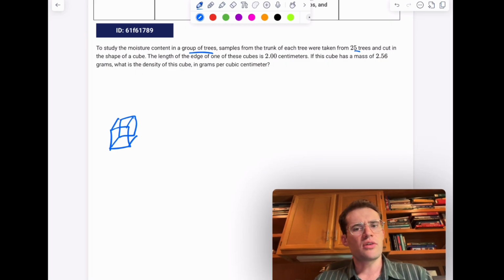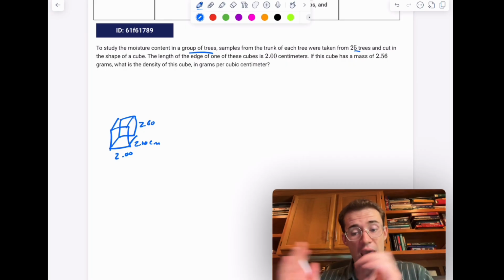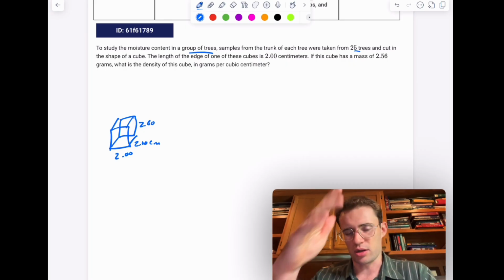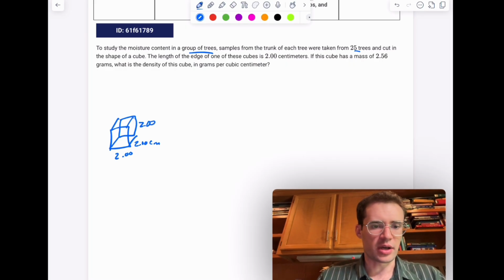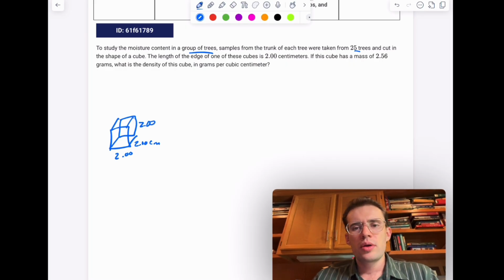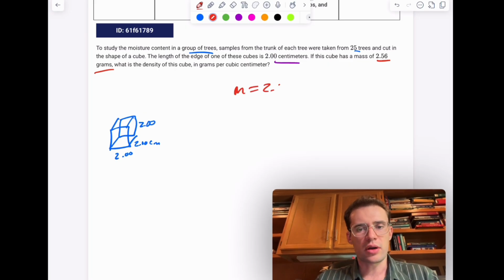The length of the edge of one of these cubes is 2.00 centimeters. So if it's cubed, then the length, width, and height are all the same. They're all 2.00 centimeters. I'm just going to write centimeters on one of them so I keep track of that. Could just write that as 2, but you know, whatever. If we're keeping track of sig figs, which don't matter for the SAT, they won't expect you to do sig figs, but I'll just do it for the academic exercise here. I'll make sure that looks more like a 0, not a 6. If this cube has a mass of 2.56 grams, so the mass equals 2.56 grams, what is the density?